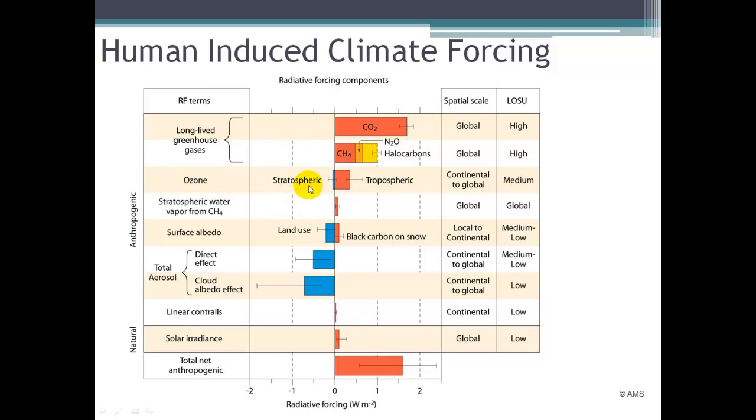With ozone, we have stratospheric ozone, which helps to cool the planet and prevent us from being bombarded with dangerous solar radiation. We also have tropospheric ozone, which is a pollutant that traps heat. So again, a warming effect. There's stratospheric water vapor from methane, another warming effect. And you can go through and see these different effects that we've had, and the net effect is that we're causing it to warm up. The radiative forcing measured in watts per square meter is about 1.5.